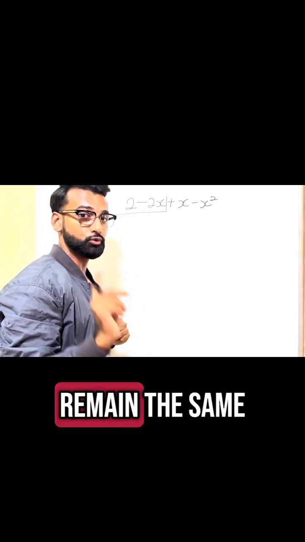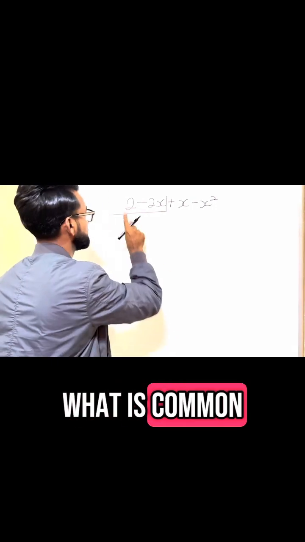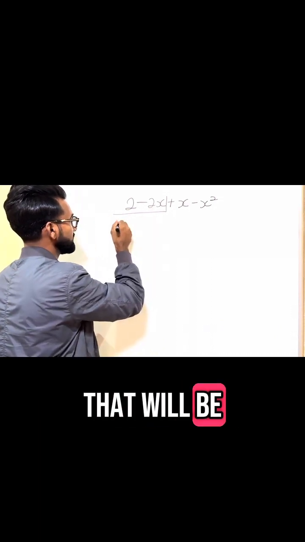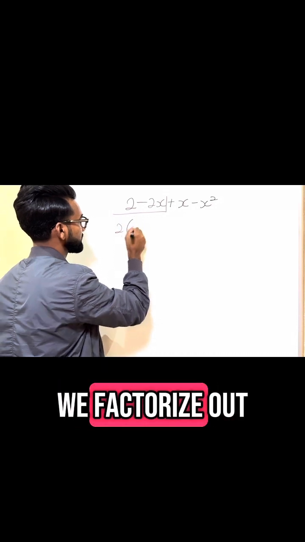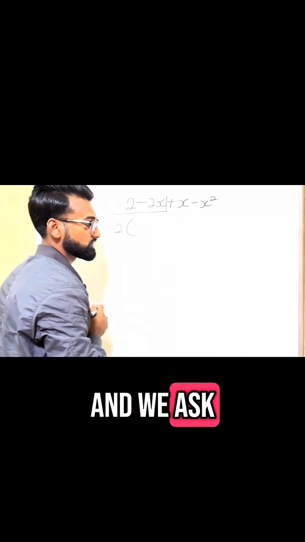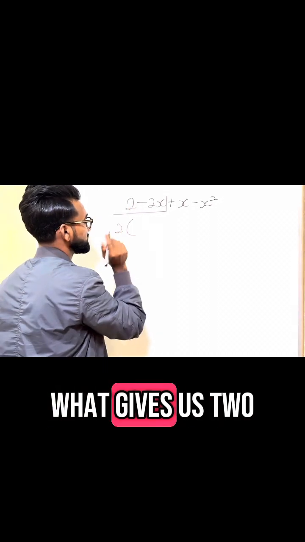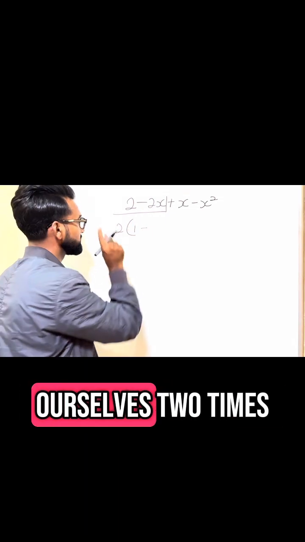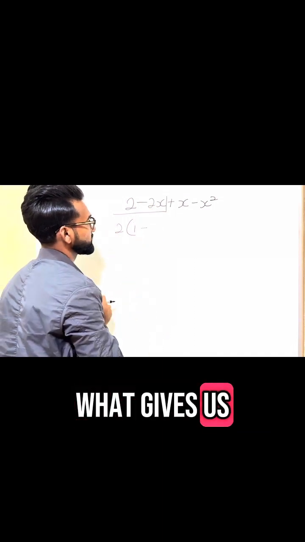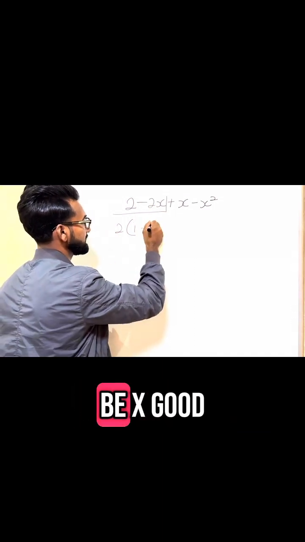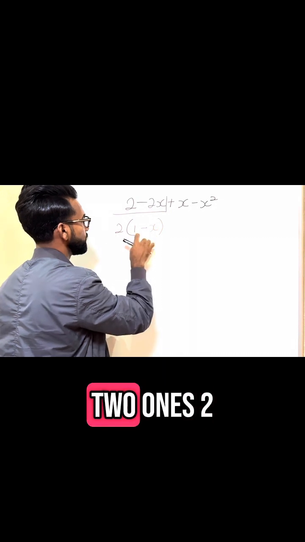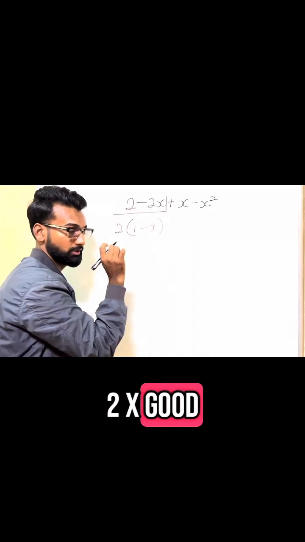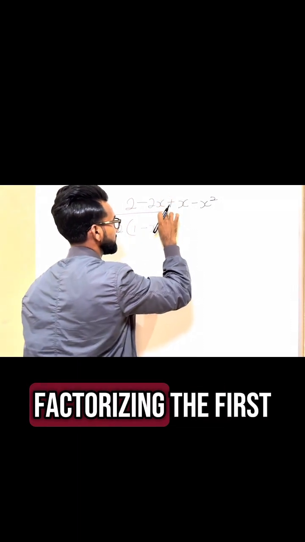The steps remain the same. We ask ourselves what is common, or what is the highest common factor between 2 and 2x? That will be 2. So we factorize out the 2, and we ask ourselves, 2 times what gives us 2? That will be 1. We bring down the negative sign, and we ask ourselves, 2 times what gives us minus 2x? That will be x. Good. 2 times 1 is 2. 2 times minus x is minus 2x. Good.